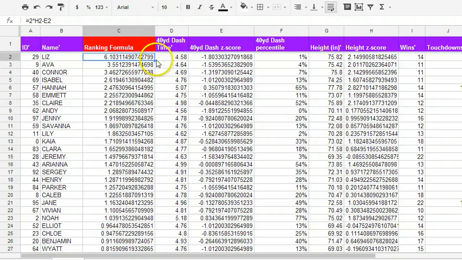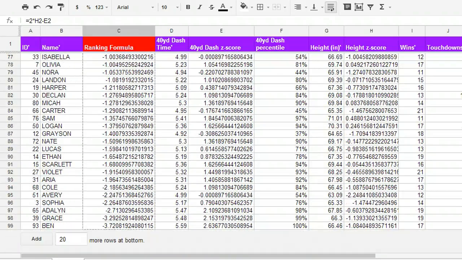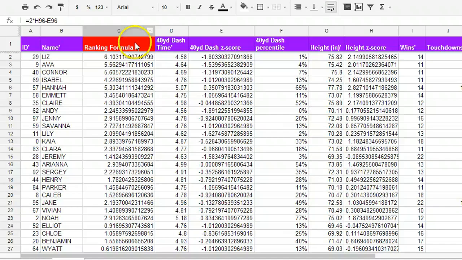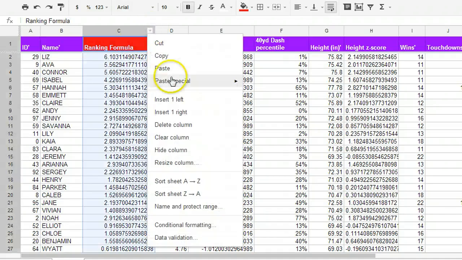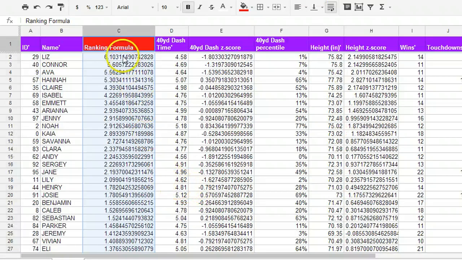And I'm going to drag this new formula that I created down all the way so it applies to all the data inside. Might take a second, and then it updates. And now I can resort my data and see who comes out on top now. So I'm sorting Z to A. And I still have Liz on top, but now it looks like Connor moved up.